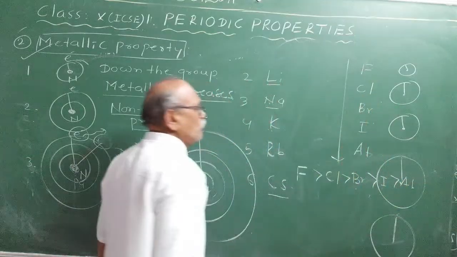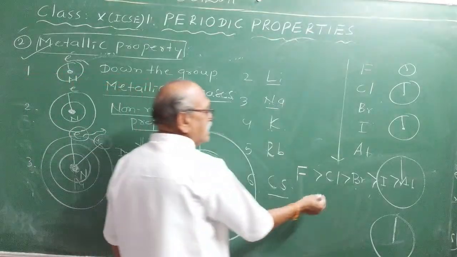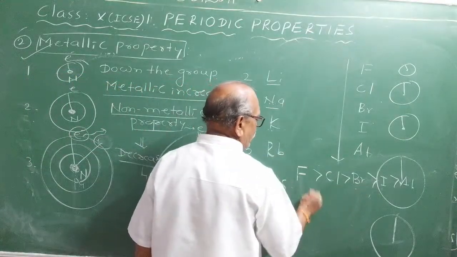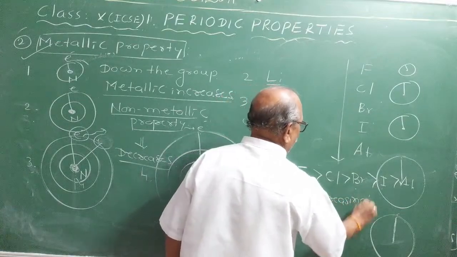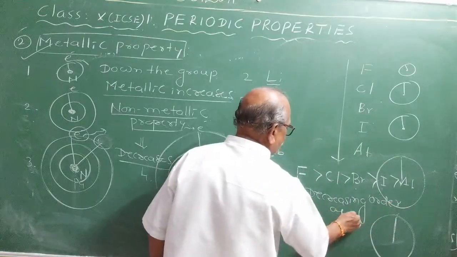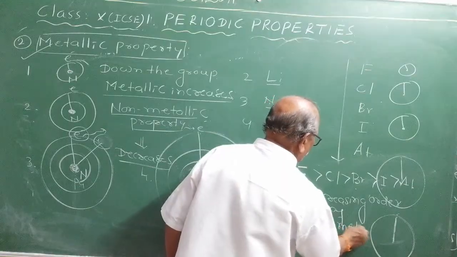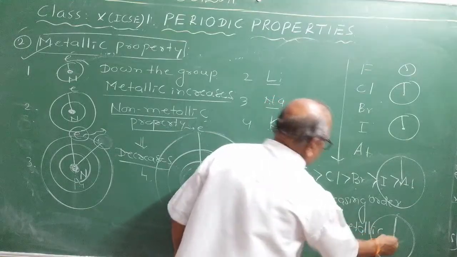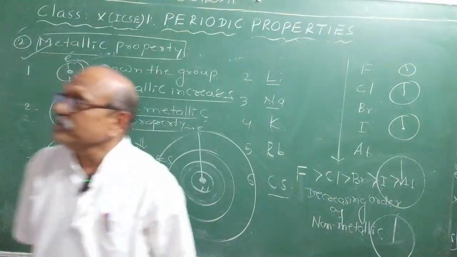Means down the group, non-metallic property goes on decreasing. This is called a decreasing order of non-metallic property. You will be asked in MCQ. I hope you understood the concepts, my dear students. I hope I have cleared the concepts.